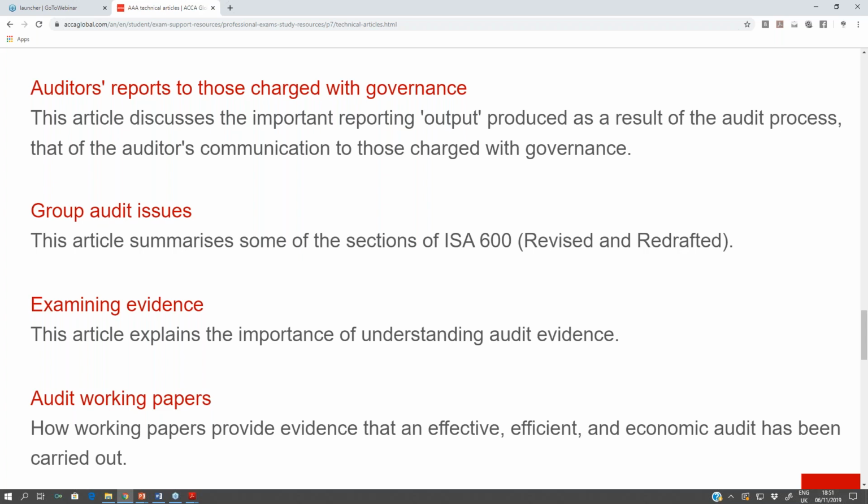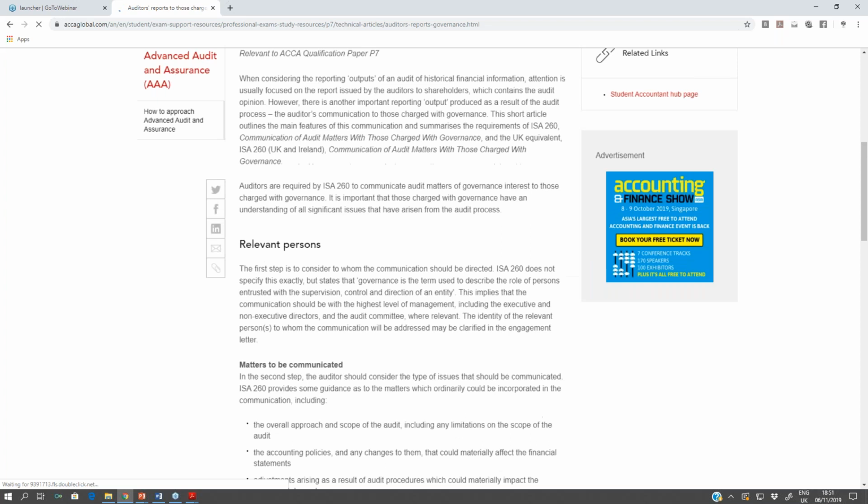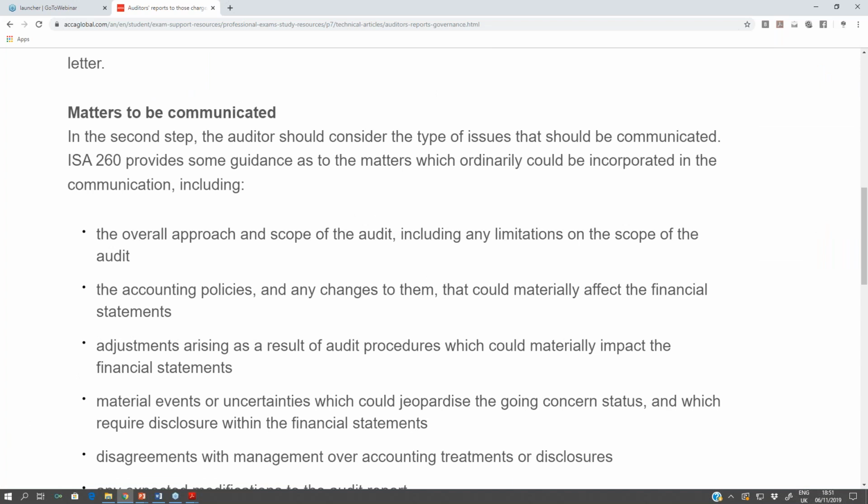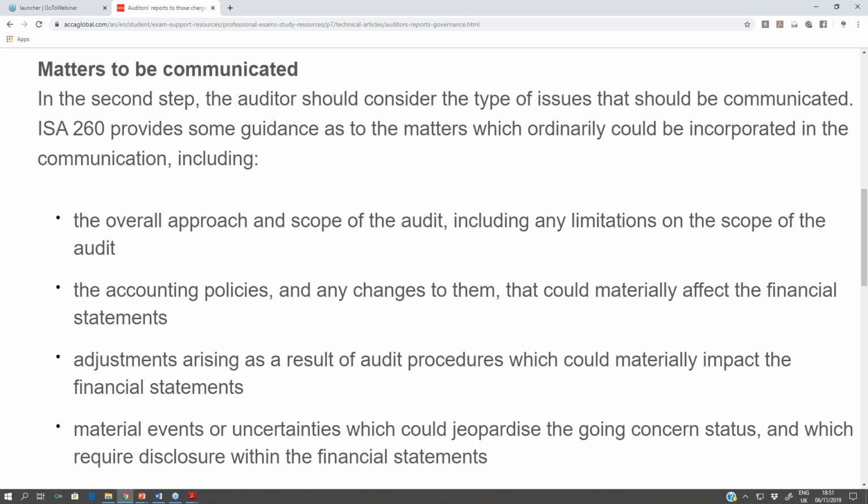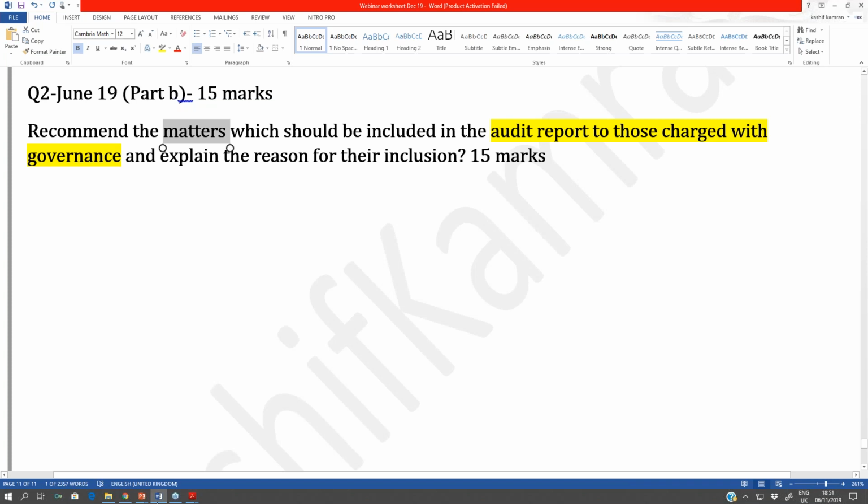Right, so if I click this article, audit report to those charged with governance, the article opens, and in this article, it tells you the matters to be communicated. Can you see this big heading here? If you know this article, and you have read this paragraph, matters to be communicated, the examiner is giving you examples and examples of matters to be communicated. And now when you see this question of June 19, which says recommend the matters which you should be communicating to those charged with governance, isn't it the easiest question in the exam paper? Do you realize this is an easiest question?